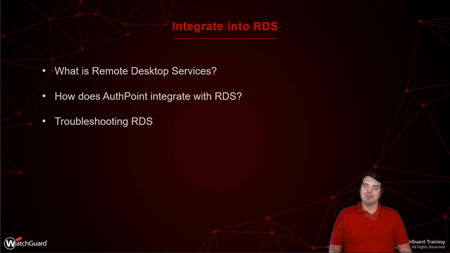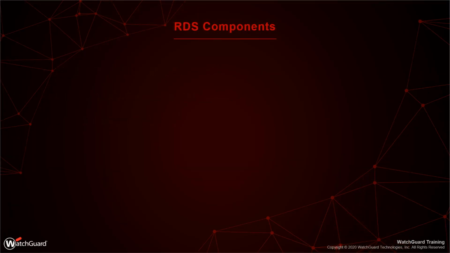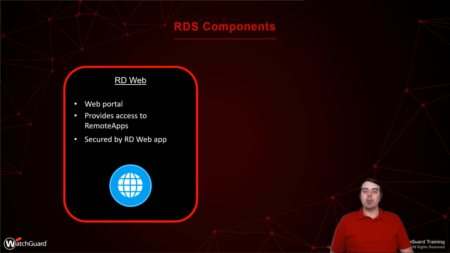Let's get started. RDS has several components that make up the overall ecosystem, but we only need to focus on two for the integration with AuthPoint. The first component is RD Web. RD Web is a web portal that users can use in order to access what are called remote apps. AuthPoint adds multi-factor authentication, or MFA, to this portal with the RD Web app.